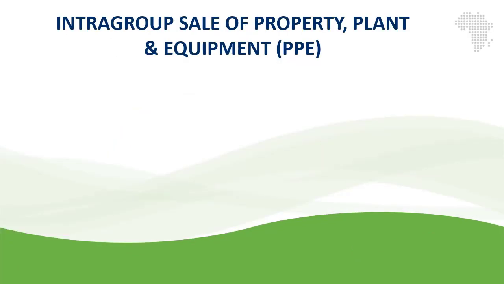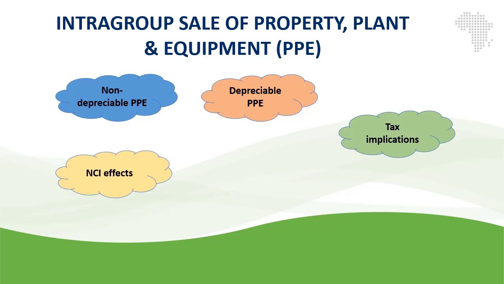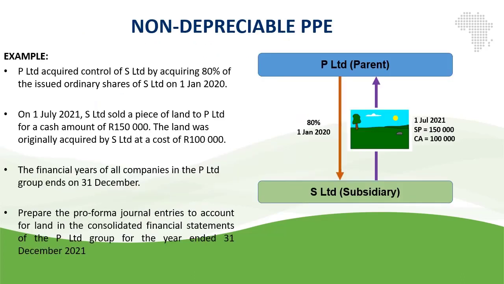In this short lesson, we're going to look at the intragroup sale of non-depreciable PPE and depreciable PPE. We're going to look at the tax implications of these transactions, and we're going to look at the effect on your non-controlling interests when you've got these two types of transactions. And lastly, we're going to look at the pro forma journal entries that must be processed in order to be able to prepare the consolidated financial statements.